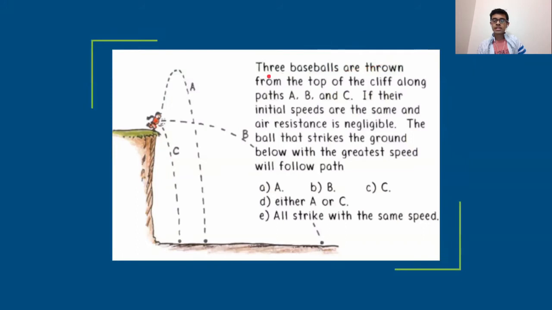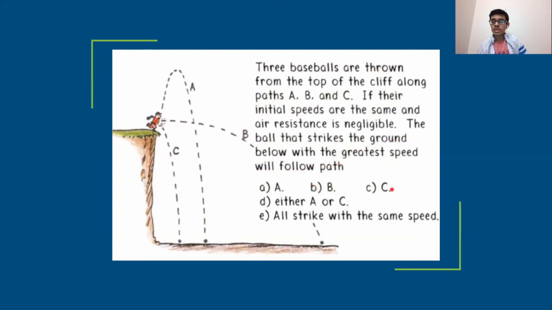So the problem says that three baseballs are thrown from the top of a cliff along paths A, B, and C. If their initial speeds are the same and air resistance is negligible, the ball that strikes the ground below with the greatest speed will follow path A, B, or C.